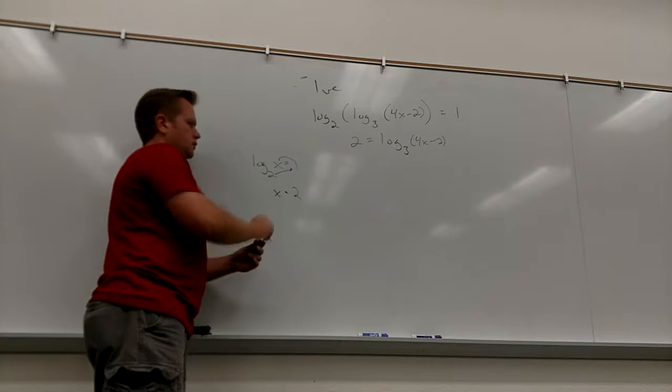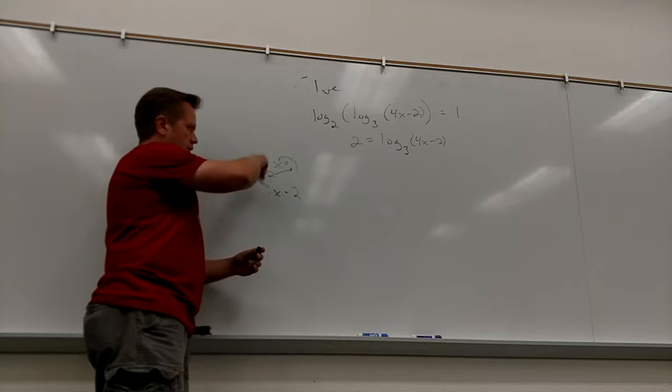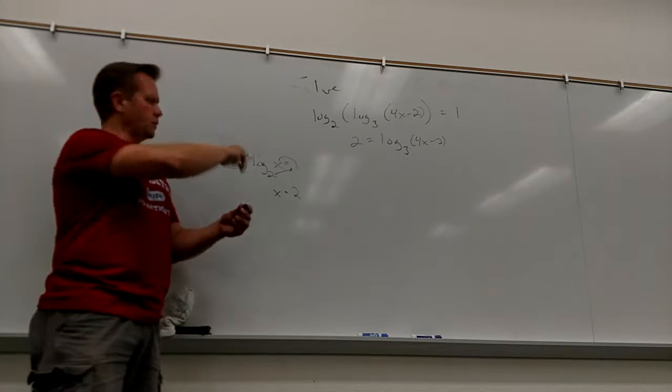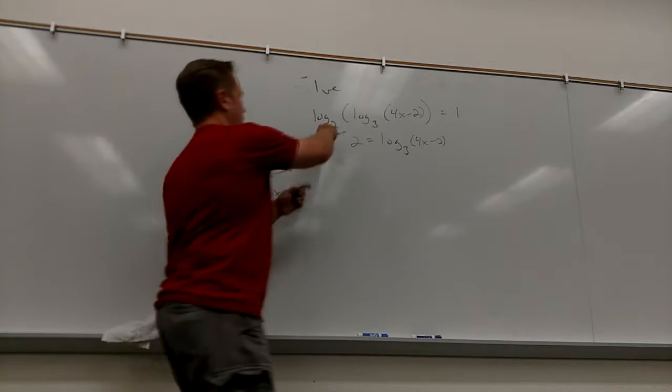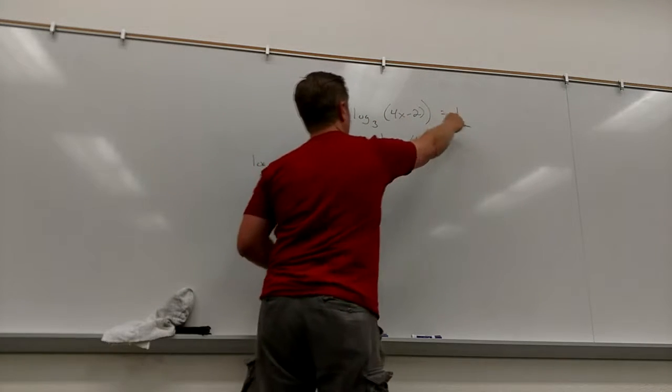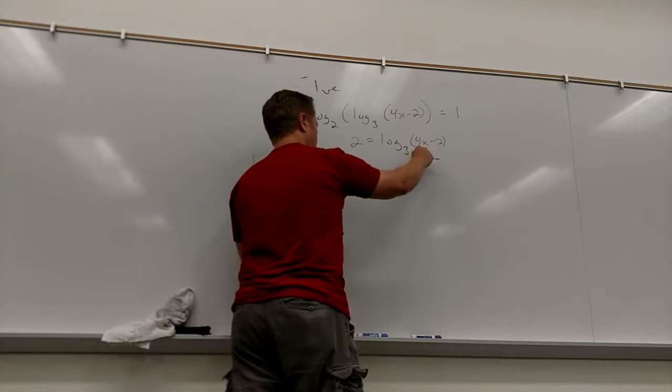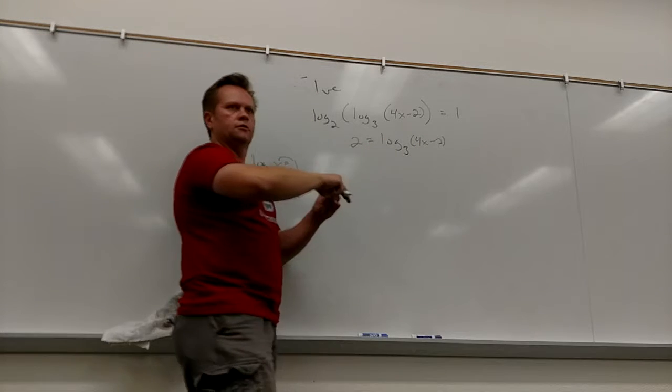Done. But it really doesn't matter what's in here. You do the same step I just did. Log base 2 of anything equals 1 is 2 equals that anything. So log base 2 of stuff is 1. 2 to the first equals stuff. Now what do I do with this?